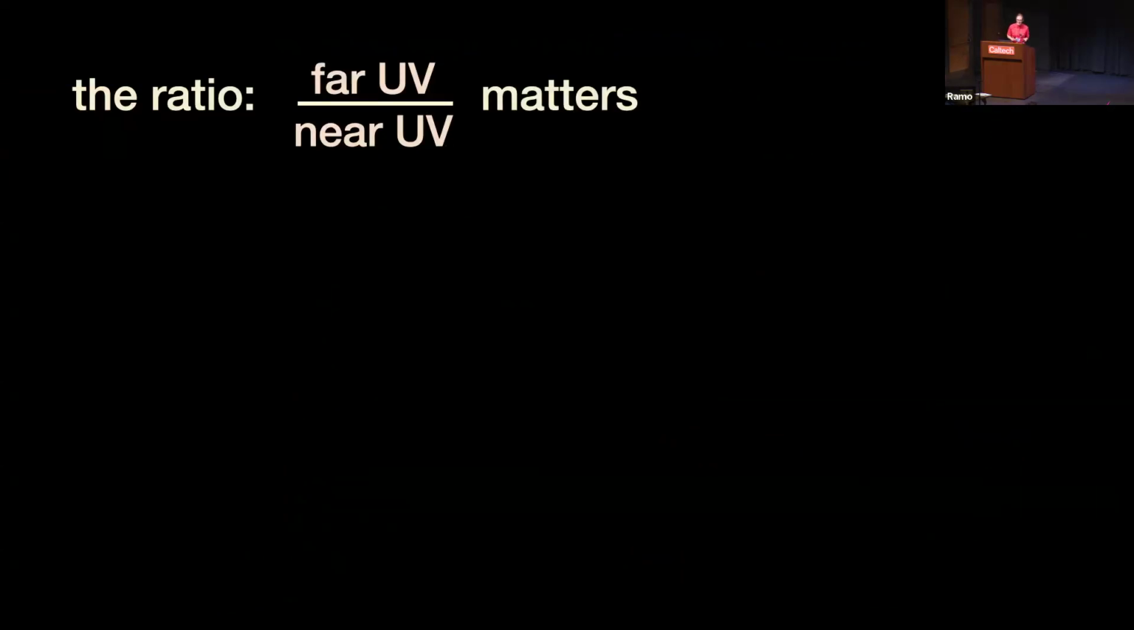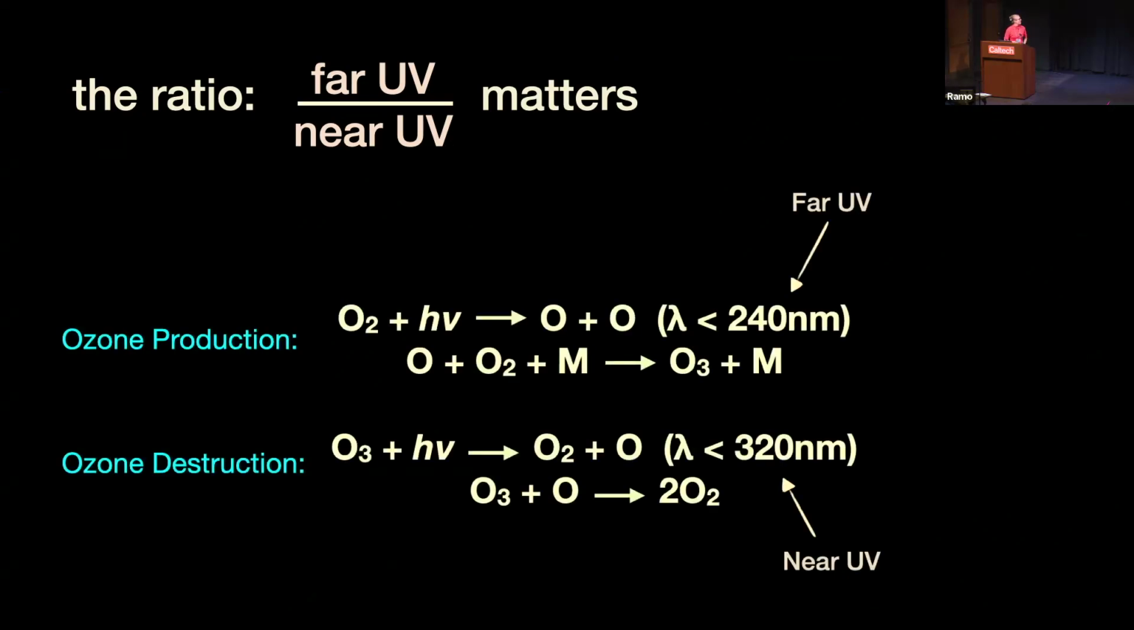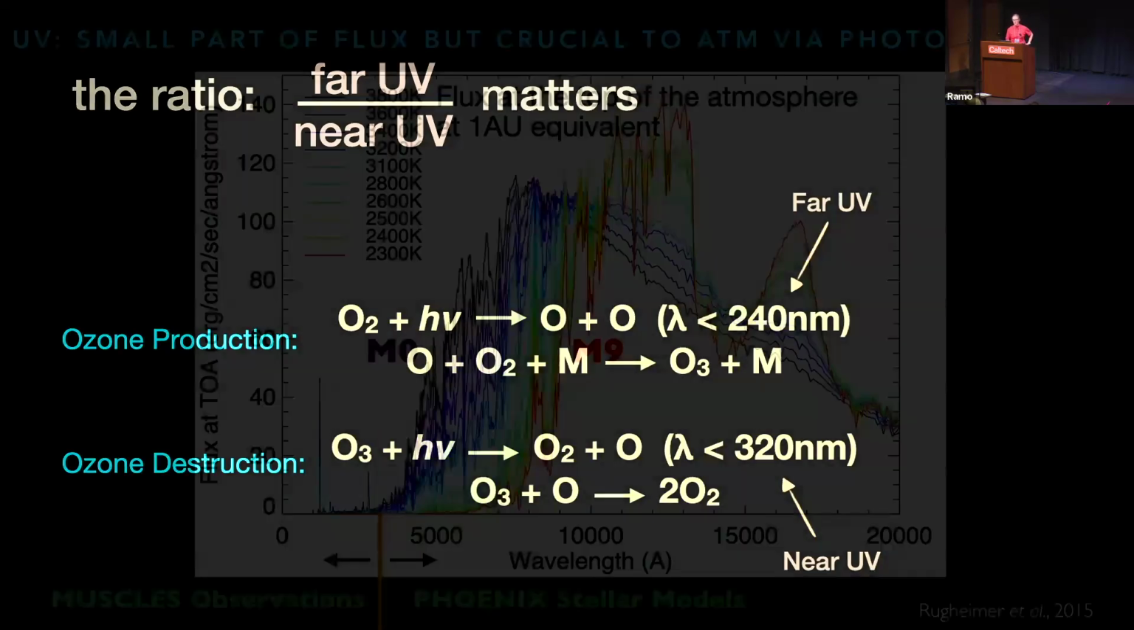And then Kevin also mentioned this. Really, it is the ratio of far UV to near UV that matters, and where exactly this UV is. If you just look at the rates of ozone production and destruction, you can see that to produce ozone, you really need far UV light, but to destroy ozone, you can do that with near UV light. And so the balance of those two will ultimately determine how much ozone you have in an atmosphere.